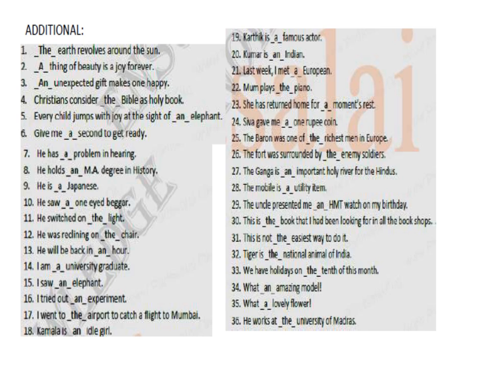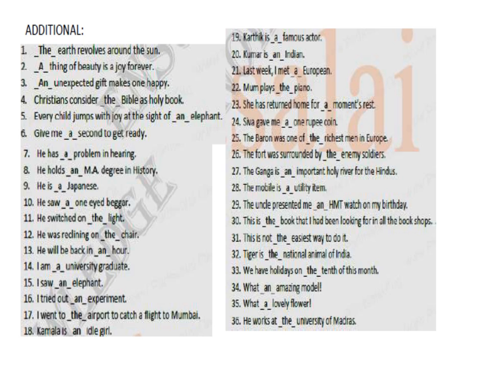I went to the airport to catch a flight to Mumbai. Kamala is an idle girl. Karthik is a famous actor. Kumar is an Indian. Last week I met a European. Mum plays the piano. She has returned home for a moment's rest. Shiva gave me a 1 rupee coin. The Baron was one of the richest men in Europe.